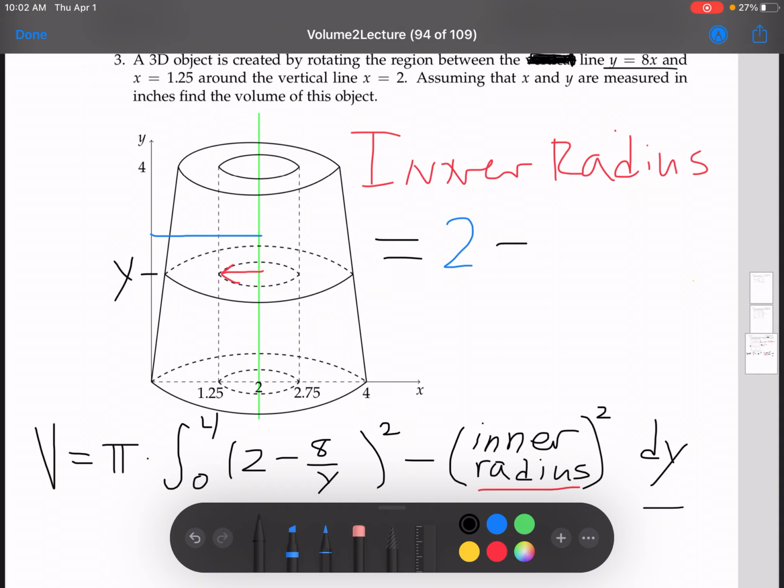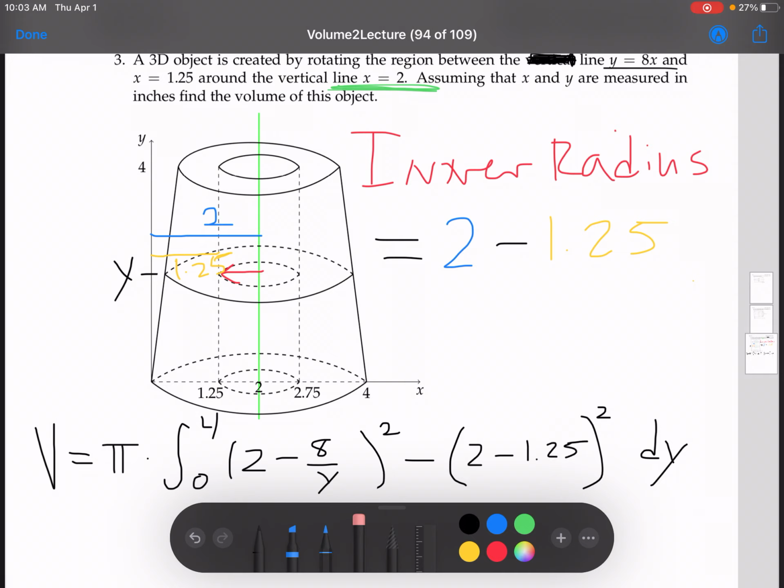Remember, the green vertical line is at x equals 2. So the length of that blue line is 2, because we're going in an x direction here. We're going horizontally. So the length of that blue line is 2. And now we want to subtract off all of that distance there. Well, that distance is 1.25. And that's how we set up the integral.